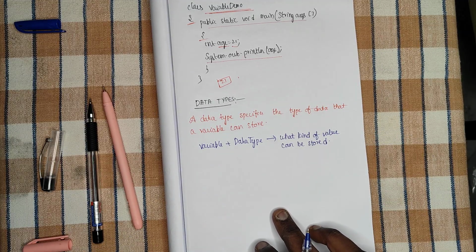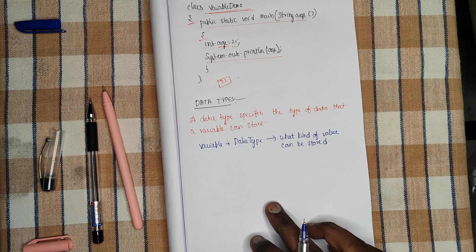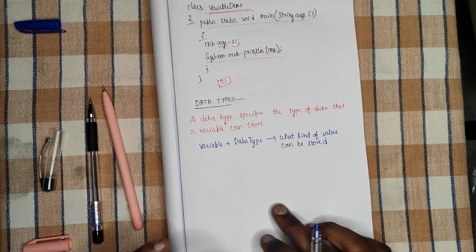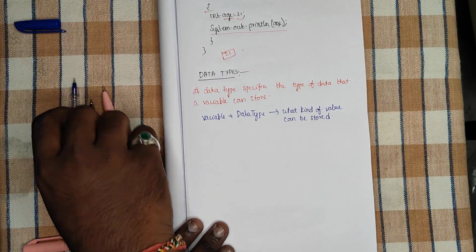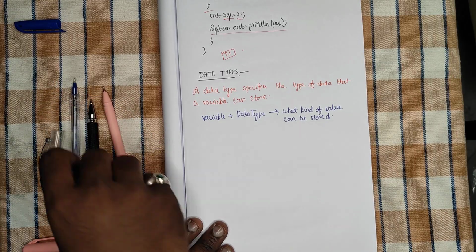So now the types of data types in Java. Sorry, I got confused. Types of data types in Java.